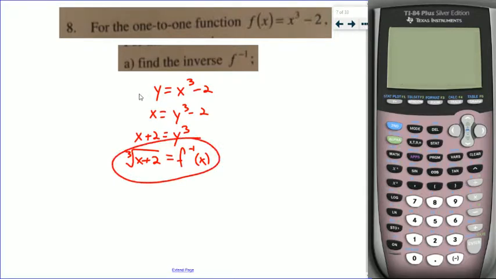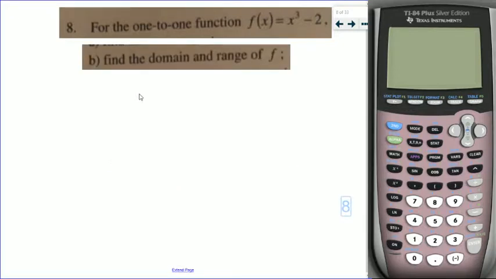So then on to number 8, part B. For the one-to-one function, find the domain and range of our function f. Okay, essentially for our domain, are there any numbers that we cannot plug in and then multiply by itself 3 times? Any real numbers that we can't do that for? There aren't any. So our domain is all real numbers. And then our range, if we take a look at the graph, it's going to look something like this.